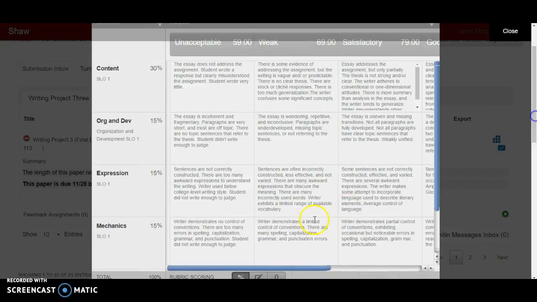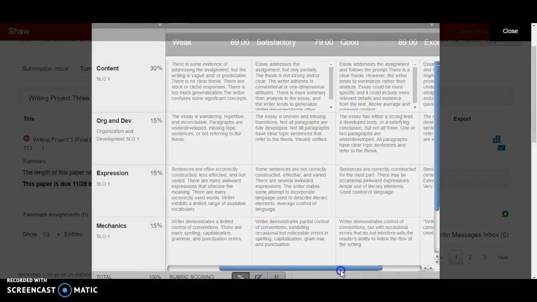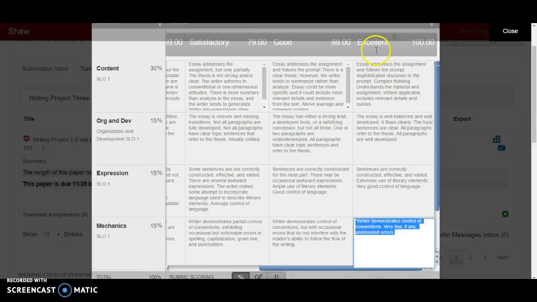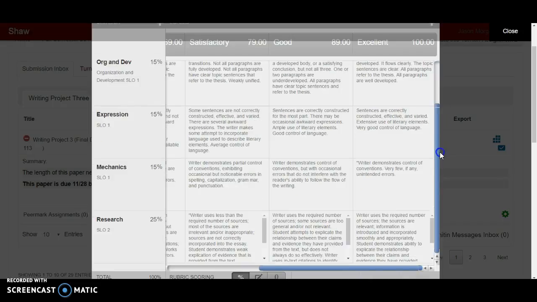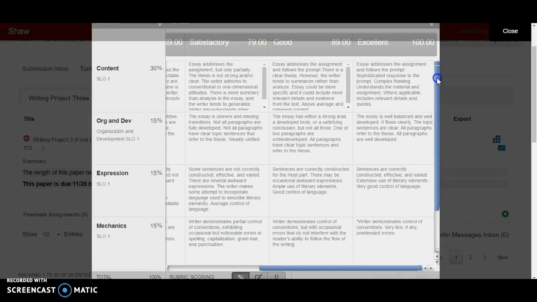Ta-da! Okay. So in order to earn an excellent grade, you need to basically hit all these points here, the excellent points. For example, under content, which is worth 30% of the grade of the paper, essay addresses the assignment and follows the prompt. Sophisticated response to the prompt. Complex thinking, understands the material and assignment. Where applicable, includes relevant details and quotes. Okay, so you see kind of the point here. So these are the different ways that you are going to be graded on this paper.